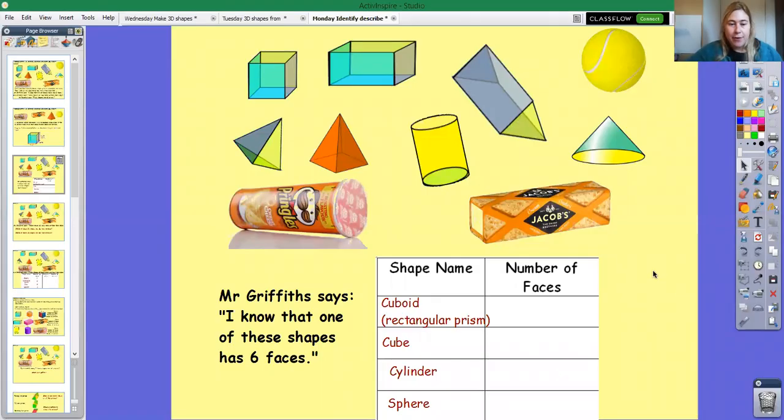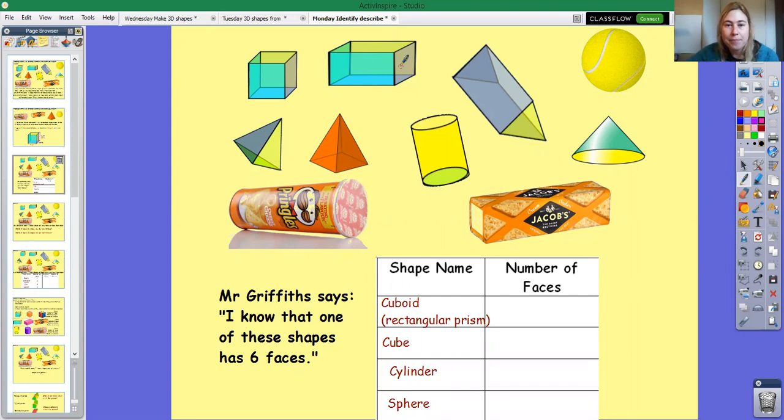So let me just share my screen again. So Mr. Griffith says that he knows that one of these shapes has 6 faces. Well, the cuboid had 6 faces. I just checked them, didn't I? But what I'd want to do, if I'm looking at the actual representation of the cuboid here, is I'd want to decide which way I'm going to count them, and I'd want to just make a mark on each face to kind of tally them off.